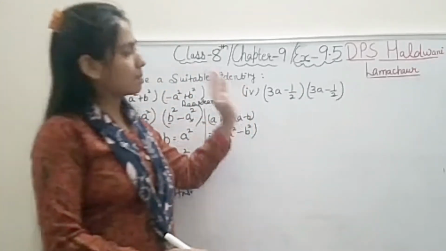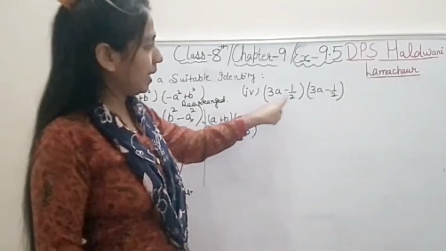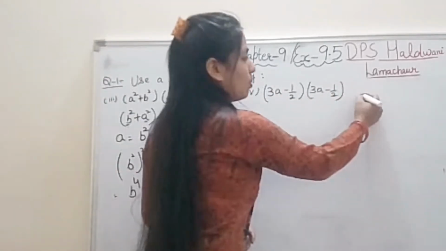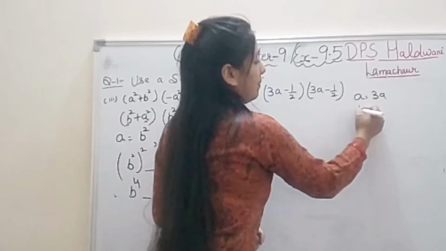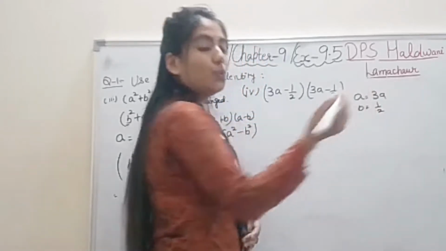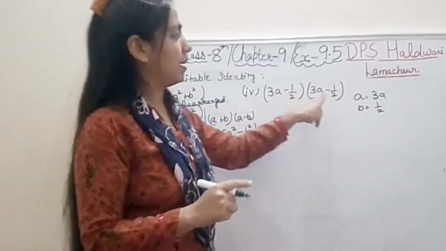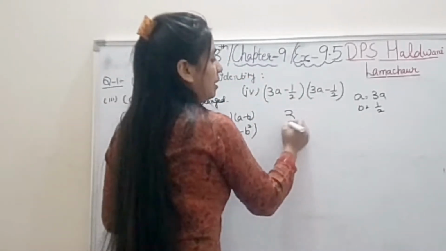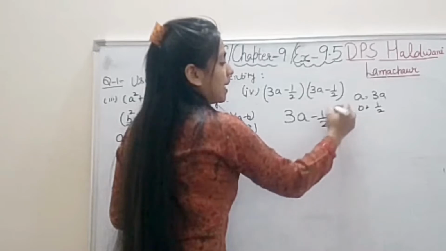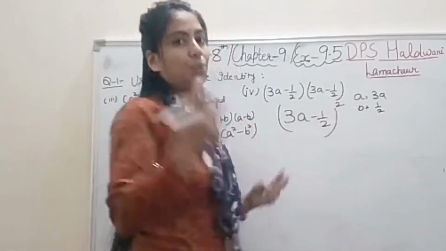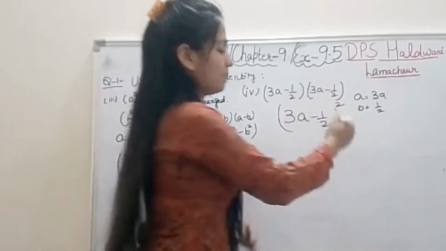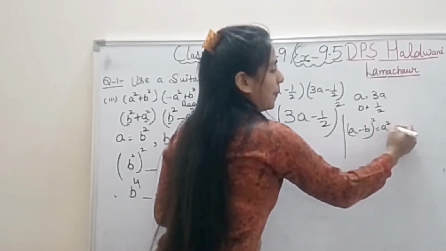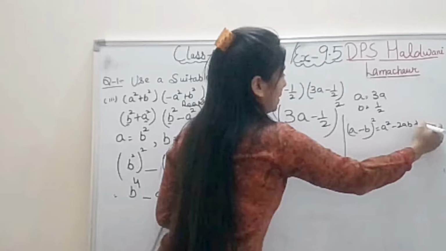Now coming to our next part. Here is 3a, 3a, 1 by 2, 1 by 2. Matlab a value is also same and b value is also same. Coming to sign, here is minus, here is also minus. The same term two times. So the term will be a minus b ka whole square. Two times it has come. Now a minus b ka whole square formula: a square minus 2ab plus b square.